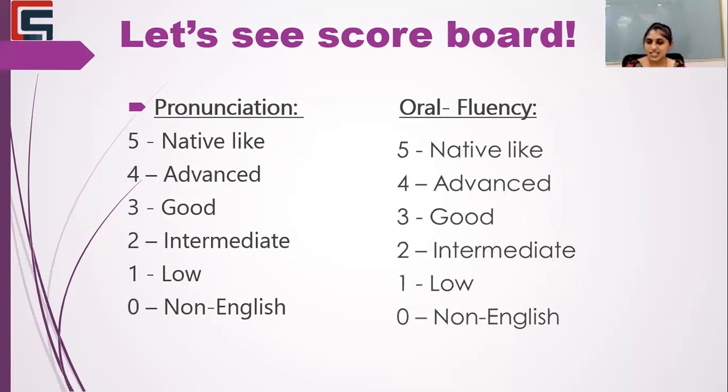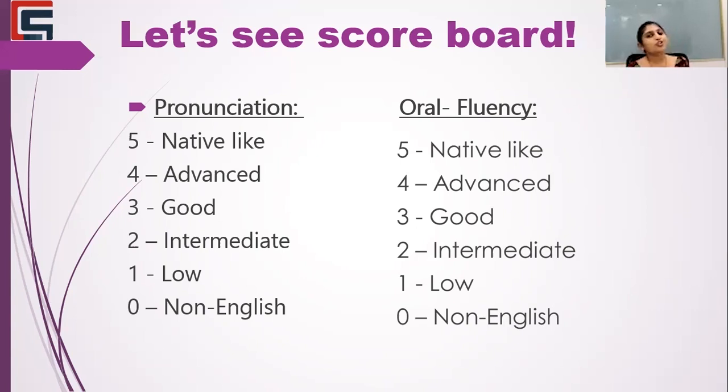Next, we have pronunciation and oral fluency. Yes, if you are a very good native speaker of the English language, there are chances for you to score 5 points. If you have knowledge of English language proficiency, I can say an advanced learner of English, then you may get 4 points. 3 points for good speakers who do make mistakes, not too many, but yes, they tend to make mistakes.